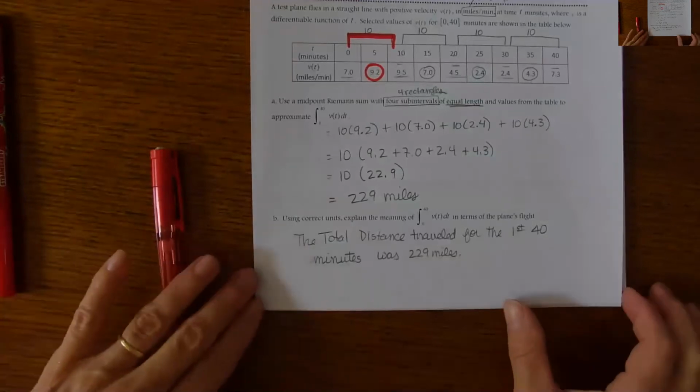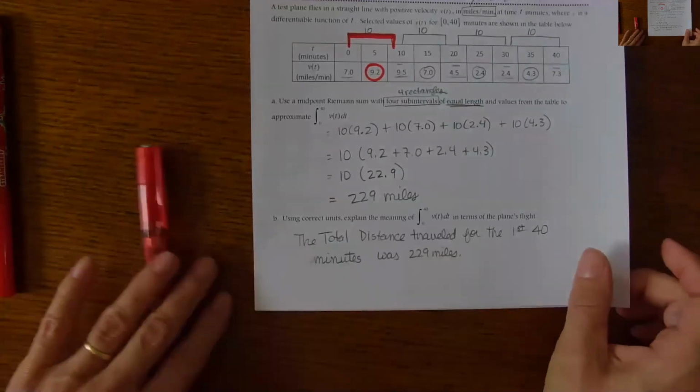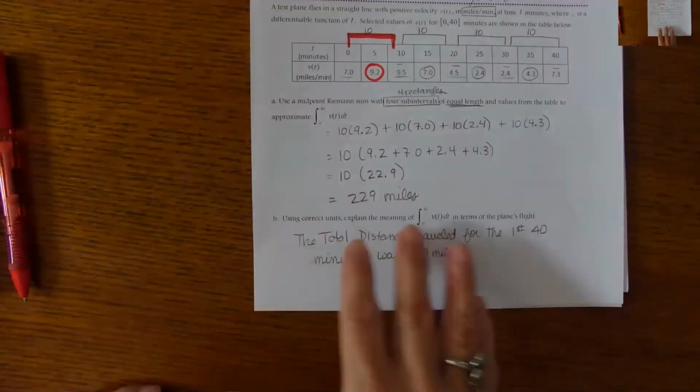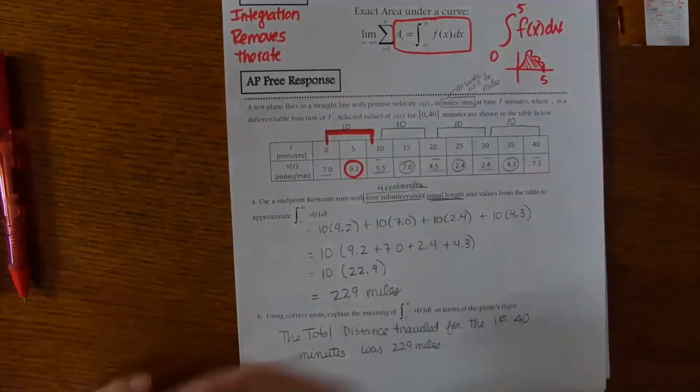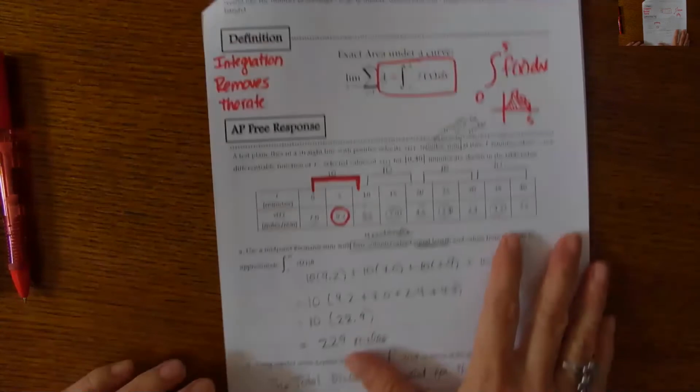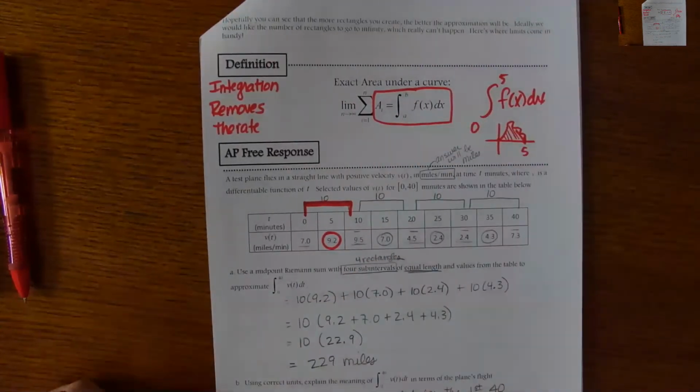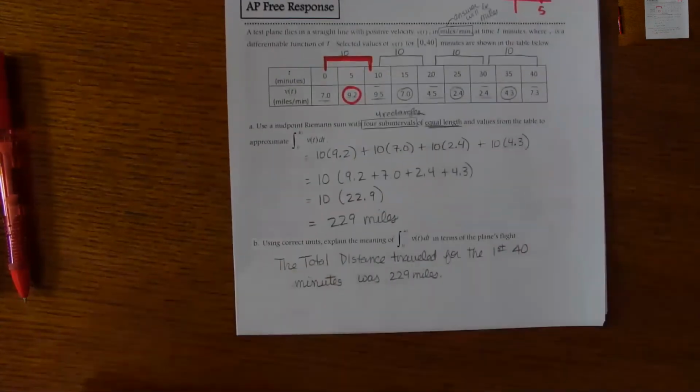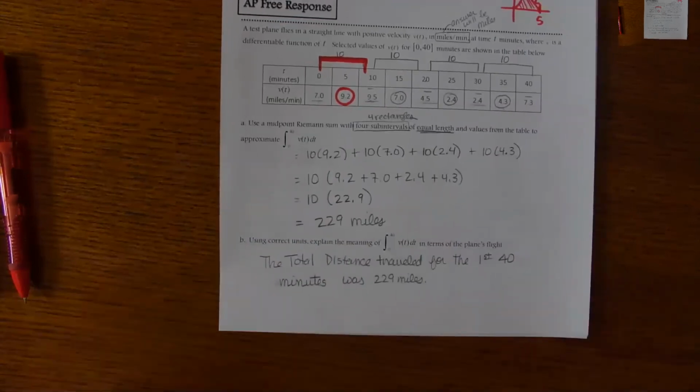Okay? That's it. What are we doing? We are approximating. In this particular problem, you don't have an equation, so you can't just go integrate it like we did before. So we do it using sums. We could do left, right, trapezoidal, or midpoint, right? Okay. Are you good?